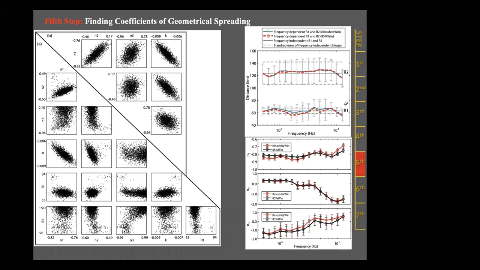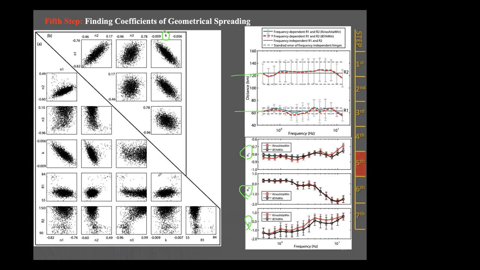We fix the R1 and R2 coefficients and apply the Bayesian regression again here. So R1 and R2 are considered as known. We fix them at the values that we got here. Okay, and we estimate N1, N2, and N3. Kappa, K, is also free, and elastic attenuation is also free, not fixed. And these are the values that we obtained for N1, N2, and N3 as a function of frequency for different window types.